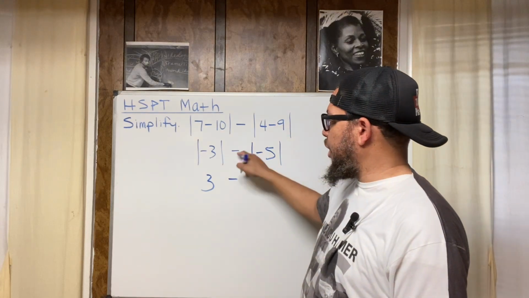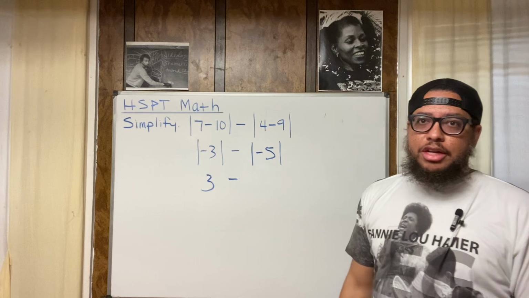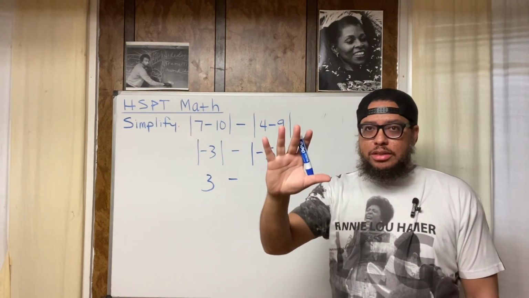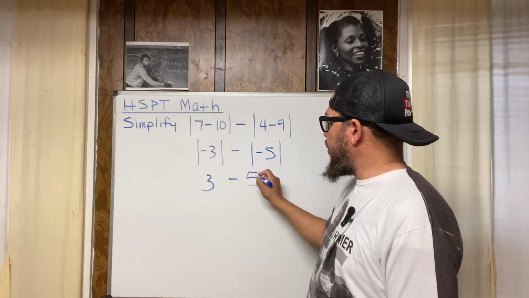That minus sign is still there. This minus sign don't got nothing to do with these absolute value bars. What's the absolute value of -5? How far is -5 from 0? 5 spaces. So it's going to be 3 take away 5.